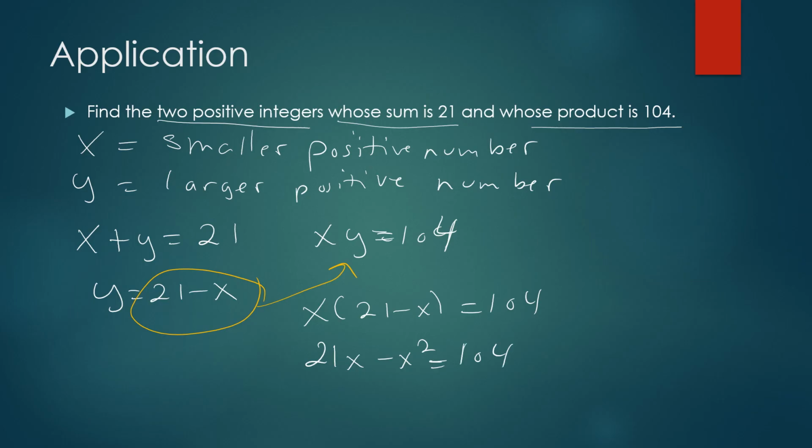At this point, we would want to put everything on one side. If I move the 21x and the negative x squared to the other side with the 104, we're going to get 0 equals x squared minus 21x plus 104. At this point, we could either use the quadratic formula, or if it's factorable, we could factor.